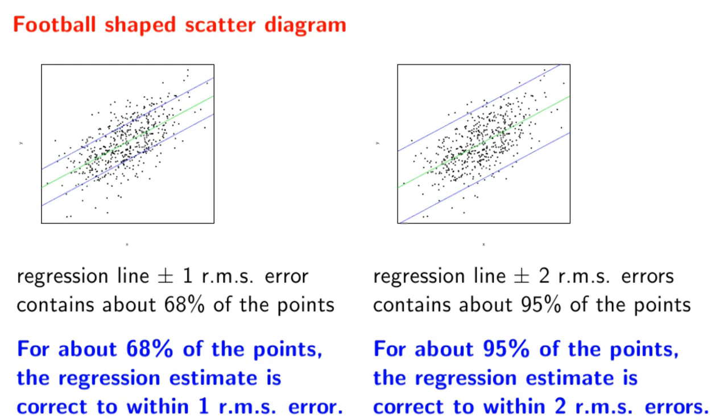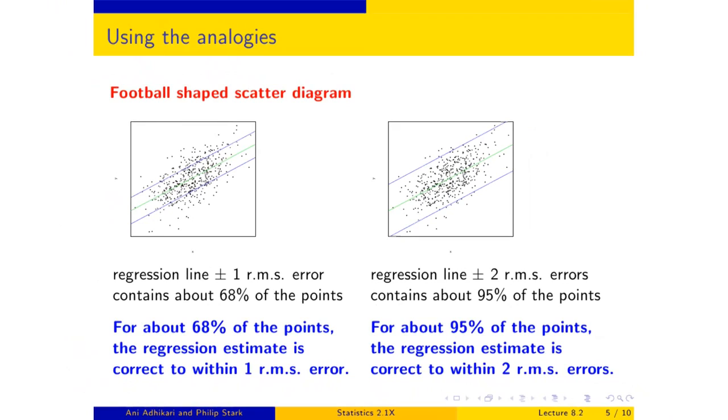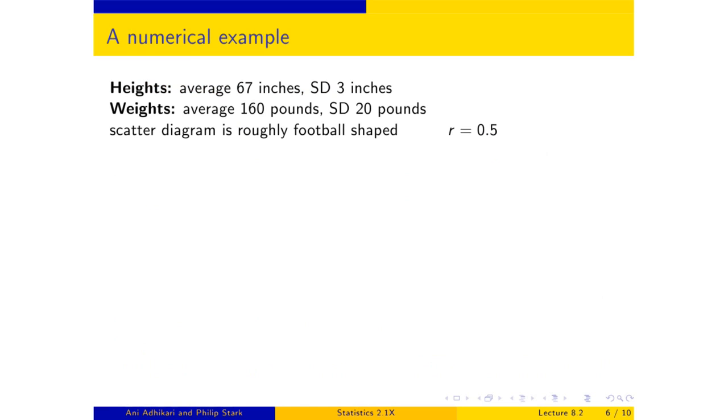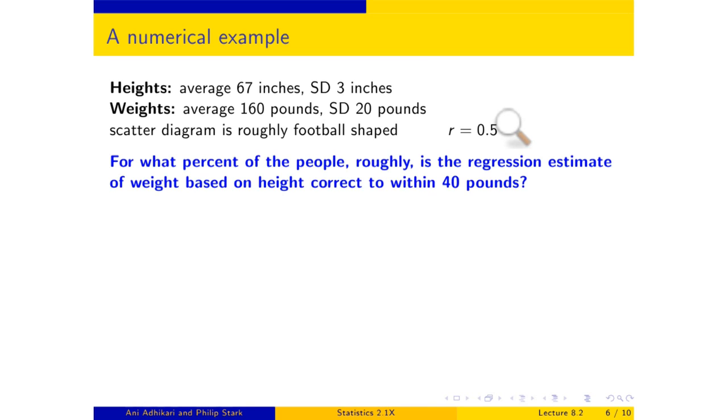And that's all fine and dandy in the abstract. Let's put some numbers to it. So here's a distribution you've seen before. It's heights and weights and a football-shaped scatter diagram with a given correlation. And we are going to try to answer the following question. For what percent of the people roughly is the regression estimate of weight based on height correct to within 40 pounds? Why that question? Well, let's see.